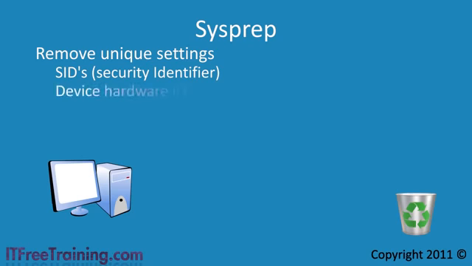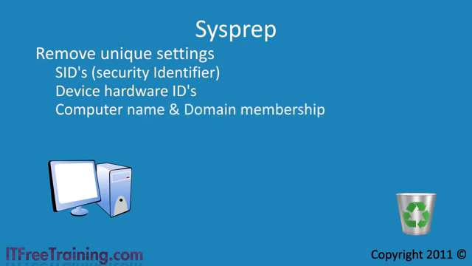Next, sysprep removes the device hardware IDs. Essentially, when the computer starts back up, it will use plug-and-play to redetect all the hardware on the computer. This allows you to use the same image on many computers, even if the hardware on each computer is different. Lastly, sysprep removes the computer name and any domain membership. This prevents the problem of deploying two computers on the same network with the same name.